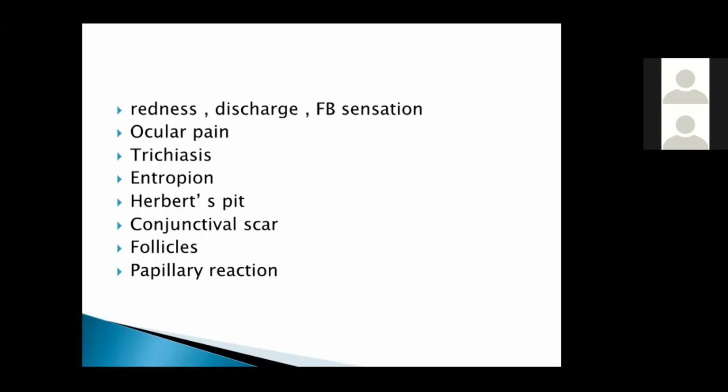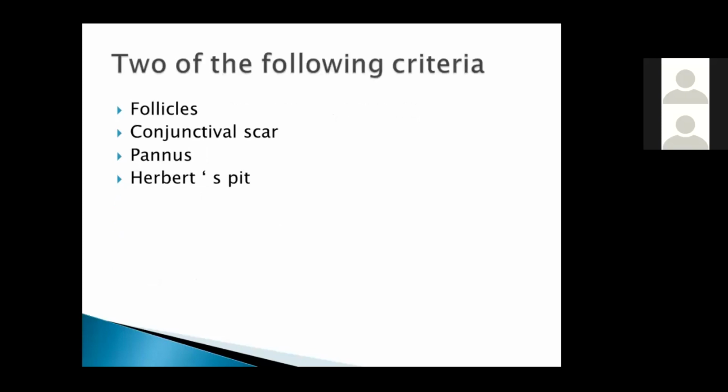So generally, what you should know about trachoma is it's a disease of the poor. It is widely prevalent in Ethiopia and other sub-Saharan countries. This is not a known disease in the developed world. So patients who lack basic water supply are prone to this disease. Generally, two of these four must be present to make a diagnosis of trachoma: follicle, conjunctival scar, pannus, Herbert's pits. I'll show you this.